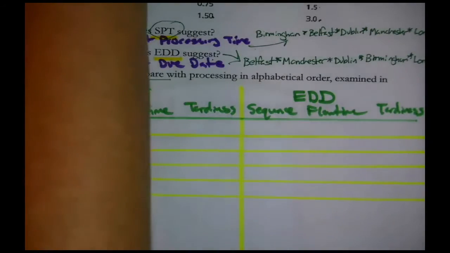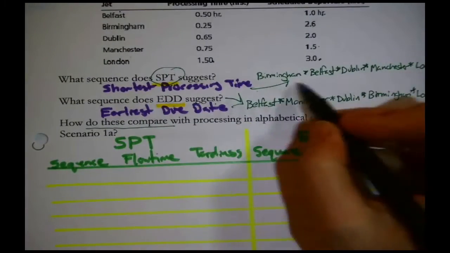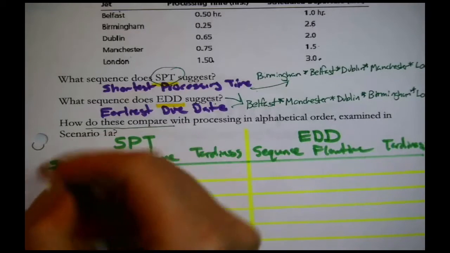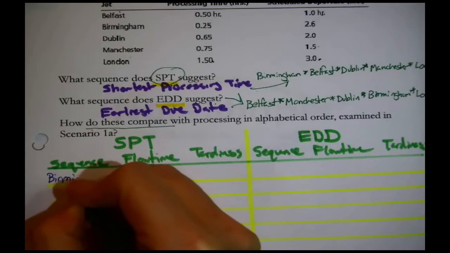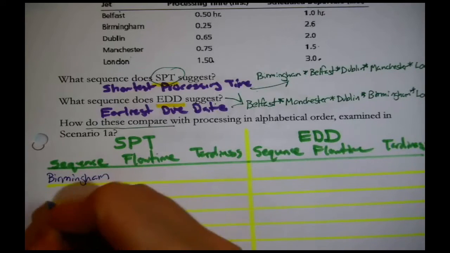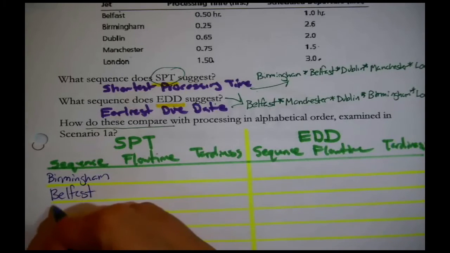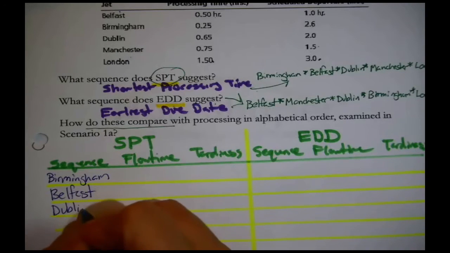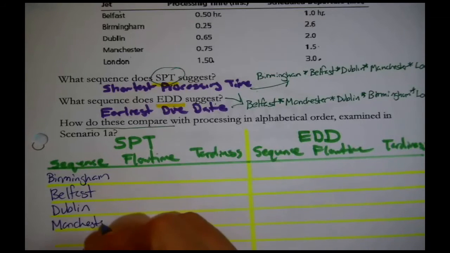Okay, because let me think. Shortest processing time. Oh, the sequence. That part's easy. Just copy this way. Birmingham will be first. Belfast will be second because it's the second shortest. Dublin will be third. Manchester will be fourth. And London is at the back of the sequence.